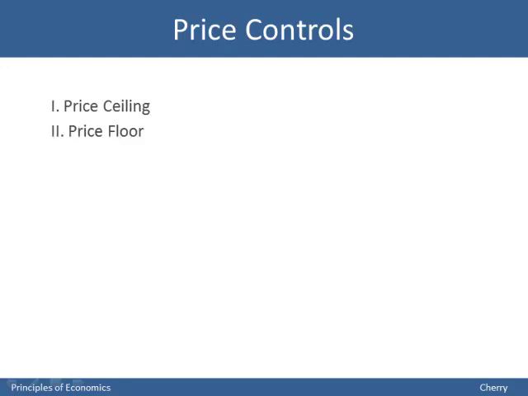So we're going to consider two general types of price controls: a price ceiling and a price floor. Then we're going to introduce elasticities and see how important they are in determining outcomes.